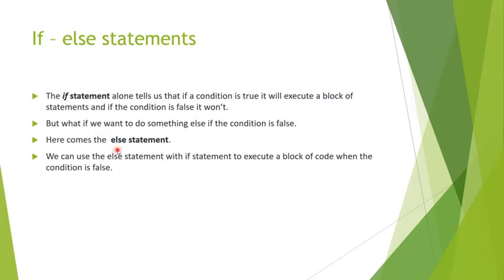What is going to execute? That is called the else statement. Here comes the else statement. We can use the else statement with the if statement to execute a block of code when the condition is false. It is not mandatory to use the else statement. If you want this code to be executed when the condition is true, and nothing to happen if the condition is false, then you can do nothing. But if you want something to happen if the condition is false, you may write a block of code within the else statement. Now let us see how we can do this in C++.